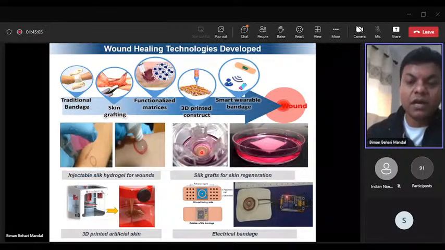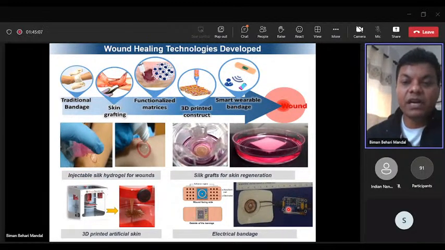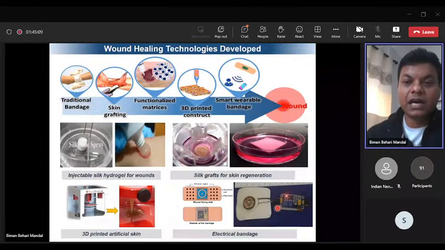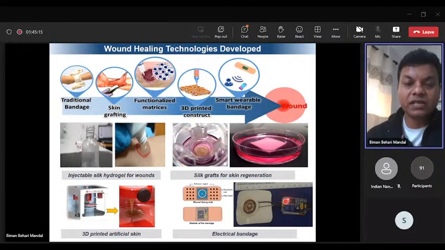Currently we are working on a very unique concept of device-based wound regeneration, which allows regeneration or healing of the wound through electrical signals.